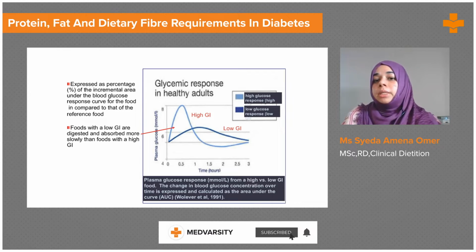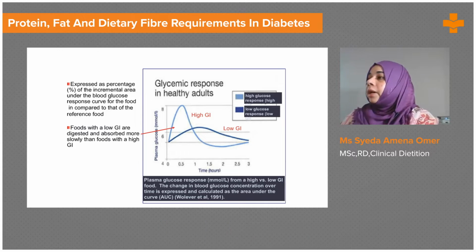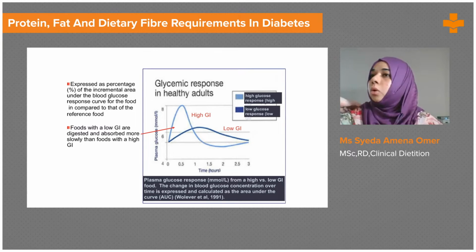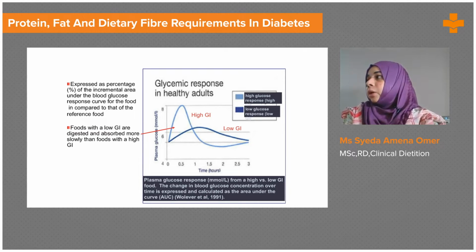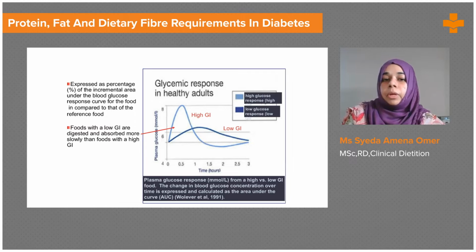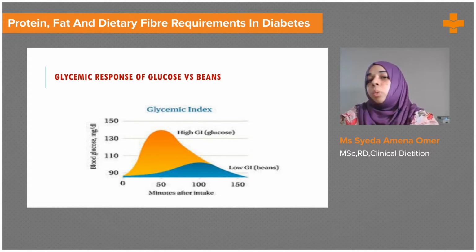Here you can see a high glycemic index will, in very little time, increase the plasma glucose compared to a low glycemic index. That is how the effect will be. A slow and steady increase in the sugars will not spike up and will not require too much insulin. Now, the glycemic response to glucose versus beans.